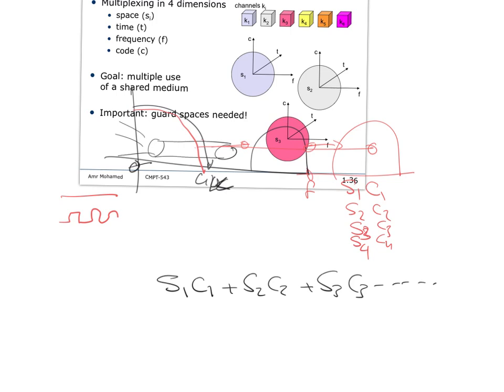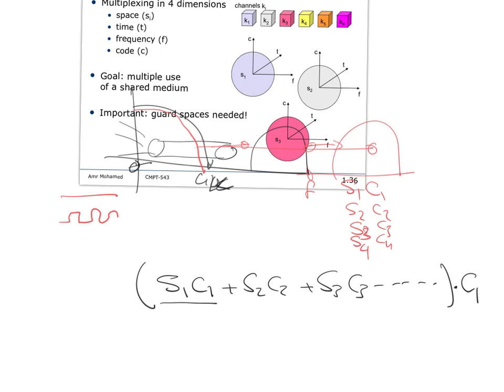Okay? At the receiver side, we said the receiver knows Arabic or the receiver knows Chinese, right? So if the receiver knows Arabic, he has the code. It's like encryption. Okay? He has the code for Arabic. So he multiplies this code with the composite signal.